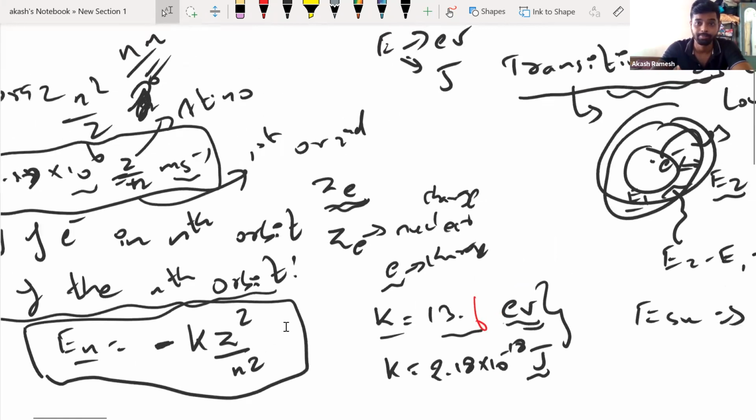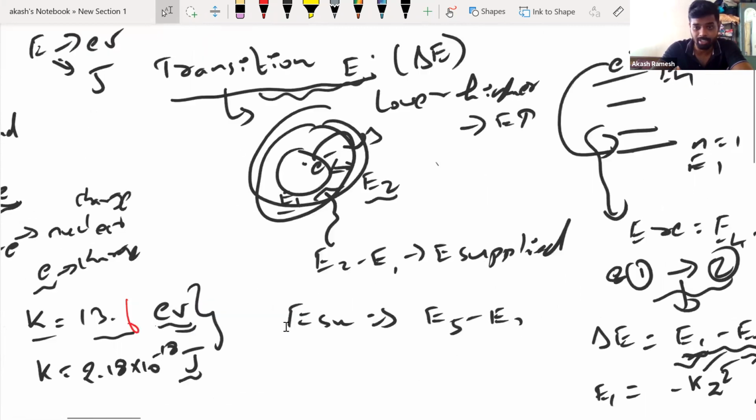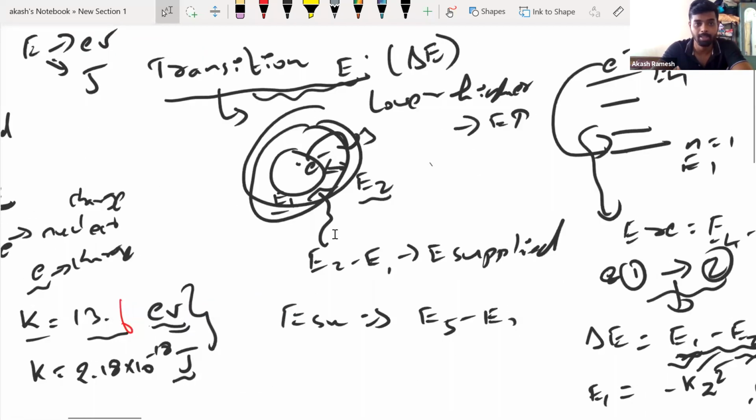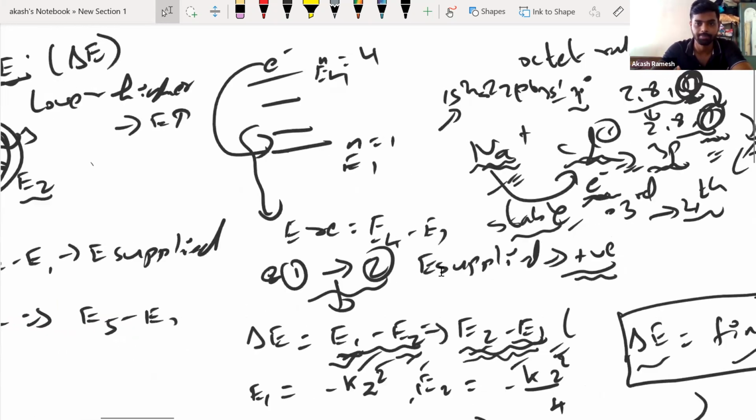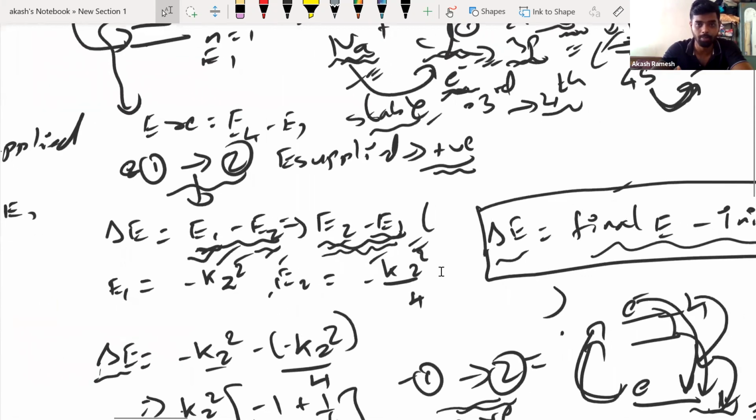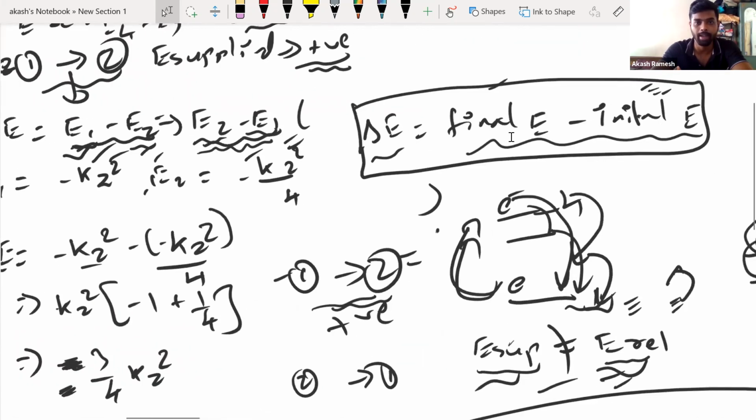Now, we went on to see what is the transition energy. Transition energy is basically when an electron shifts from one orbit to another orbit. Obviously, energy will be released or absorbed, depending on whether it's going from a lower orbit to a higher orbit: lower to higher orbit, energy will be absorbed; higher orbit to lower orbit, energy will be released. So the transition energy formula is delta E equal to final energy minus initial energy, wherever the electron goes finally and where it was initially.